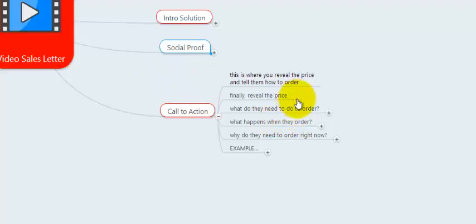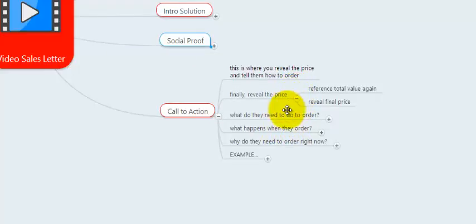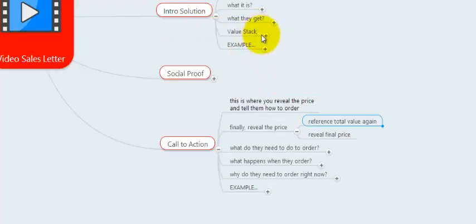So before you do that, you're going to reveal the price. So before we reveal the price, we're going to reference the total value again up here, where we stacked the value and got the total value of all the modules or whatever it may be, plus the bonuses. We want to reference that total value again, and then finally, once we reference that, then we cross that out in the video and we reveal the final price.